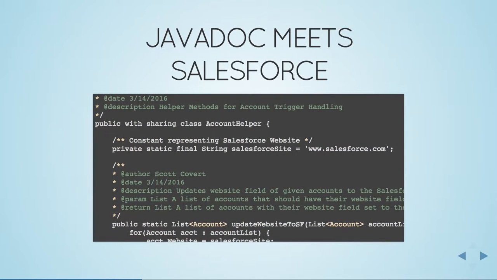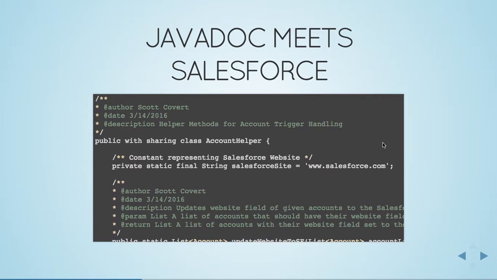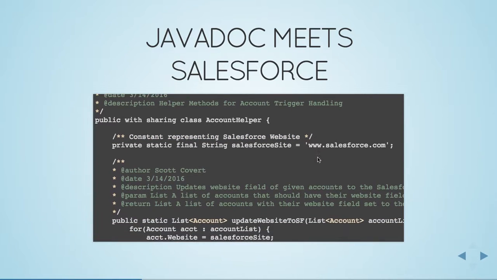Essentially, ApexDocs is Java Docs for Salesforce. This is just an example of an Apex class that utilizes the annotations such as date and description, author, param, and return for the methods. You can see here too in a class property, basically ApexDocs will interpret this line automatically as a description since there's no annotation given.